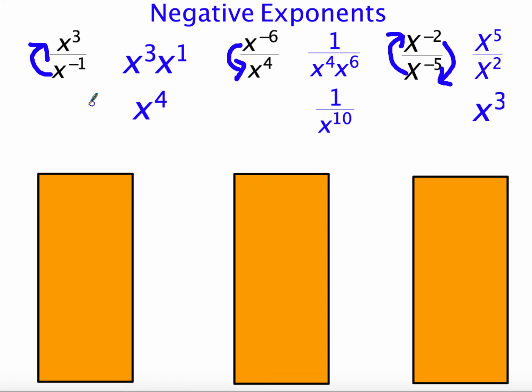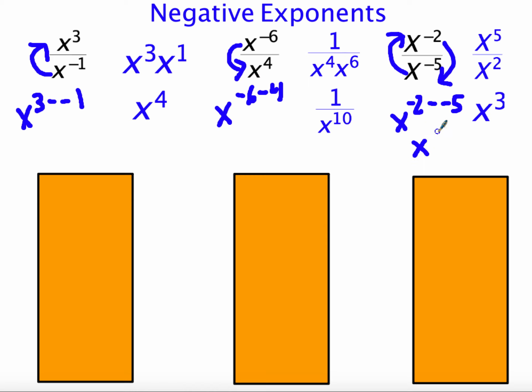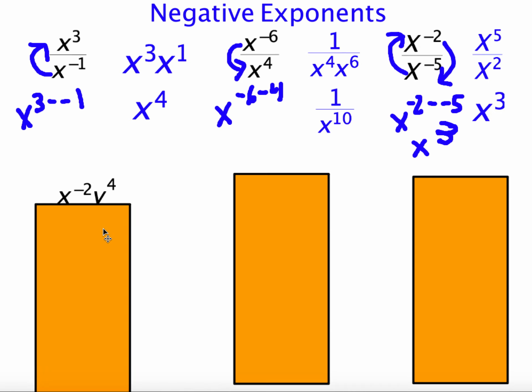You could have used the quotient rule for all of these, meaning we subtract the exponents. X to the 3rd minus negative 1 is x to the 4th. X to the negative 6th minus 4 is x to the negative 10th, which is 1 over x to the 10th. And x to the negative 2 minus negative 5 is x to the negative 2 plus 5, x to the 3rd. But most people that are just trying to use that quotient rule are subtracting their integers incorrectly. So I would really suggest that if you are not getting these correct, that you go with the arrow approach and move the negatives.